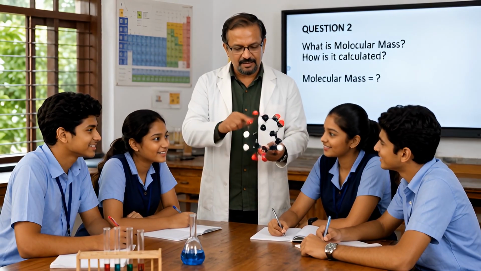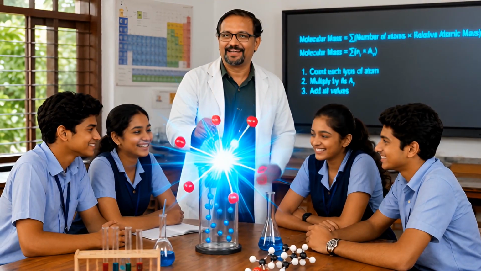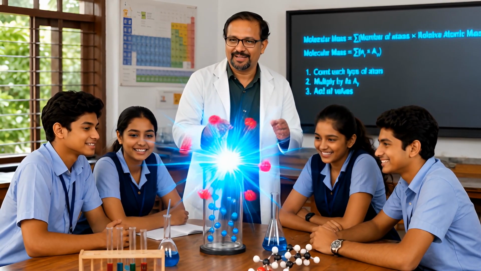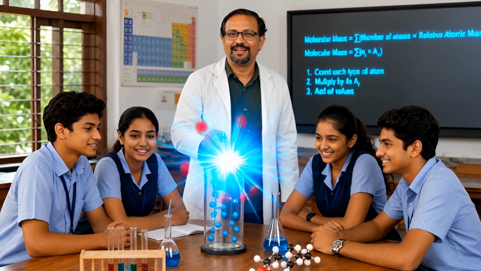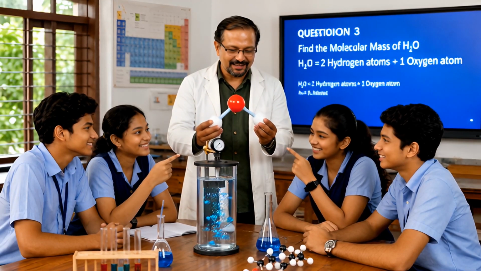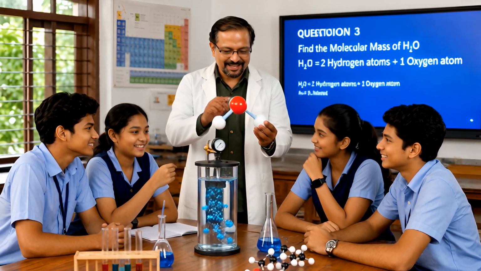How is it calculated? Answer: molecular mass is the total of the relative atomic masses of all the atoms present in a molecule. The number of atoms of each element must be multiplied by its relative atomic mass. Then, all the values obtained must be added together to calculate the molecular mass. Third question: how is the molecular mass of water calculated?